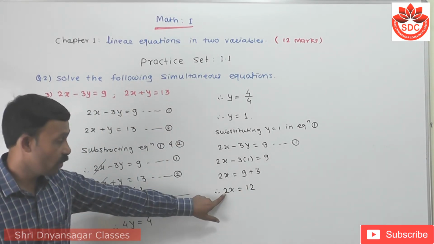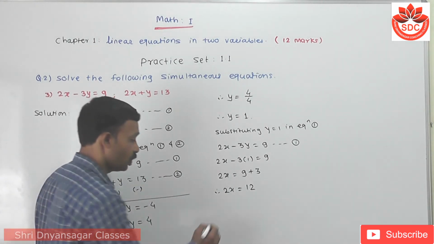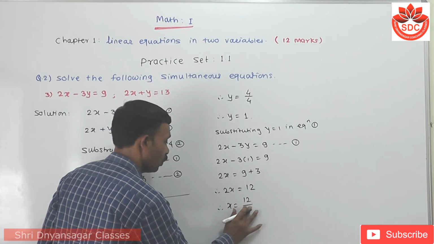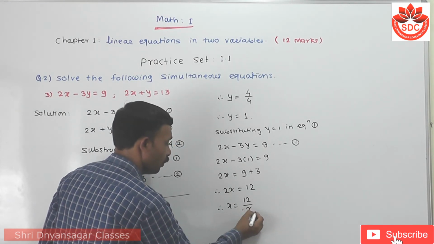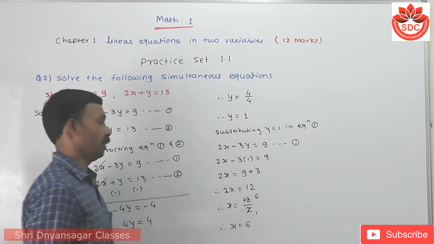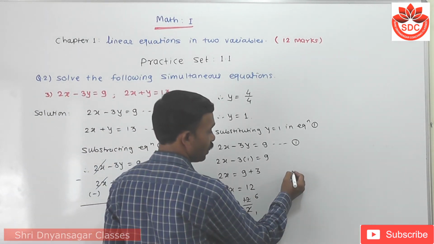Then this 2 is in multiplication form, so it goes to the denominator, therefore x is equal to 12 upon 2. Then what is the simplification? 2 6s are 12, therefore x is equal to 6. Now the answer in a full sentence is, the solution is.